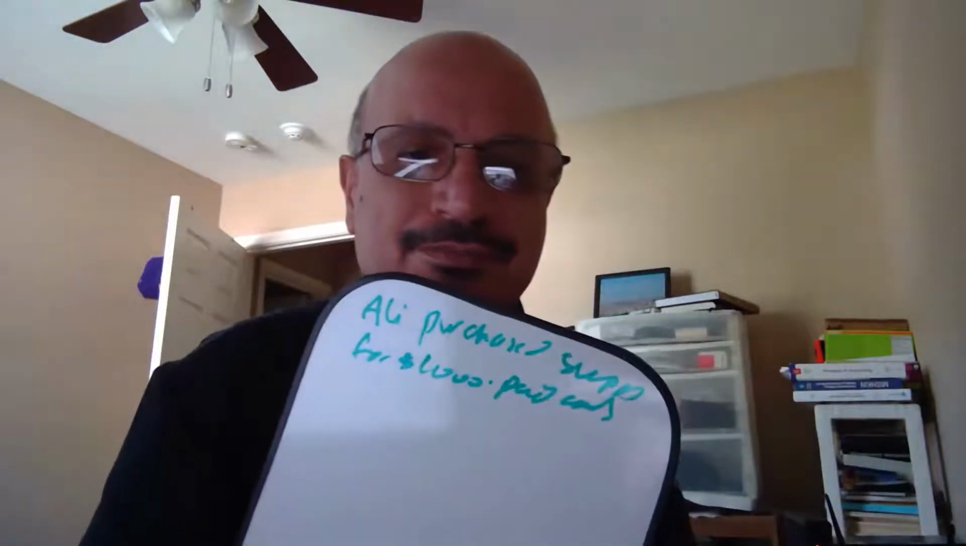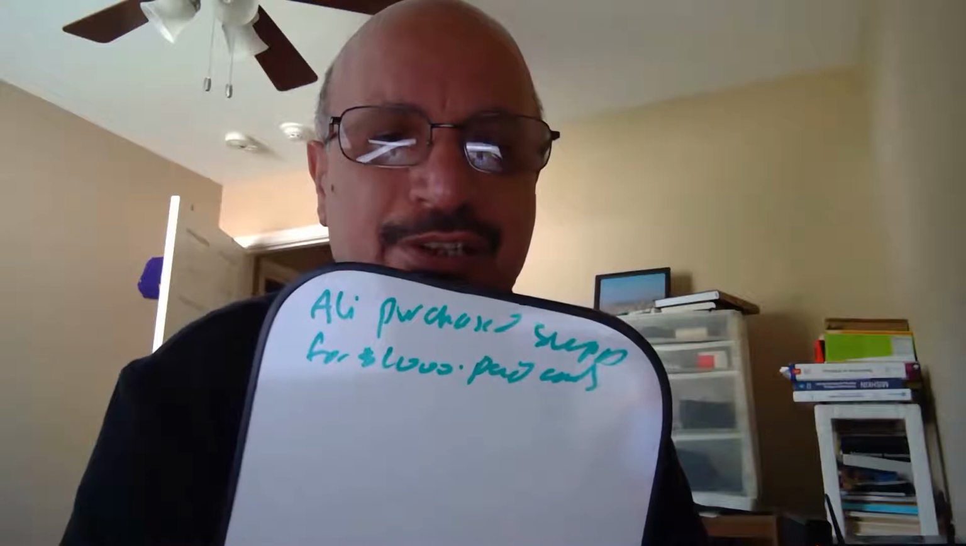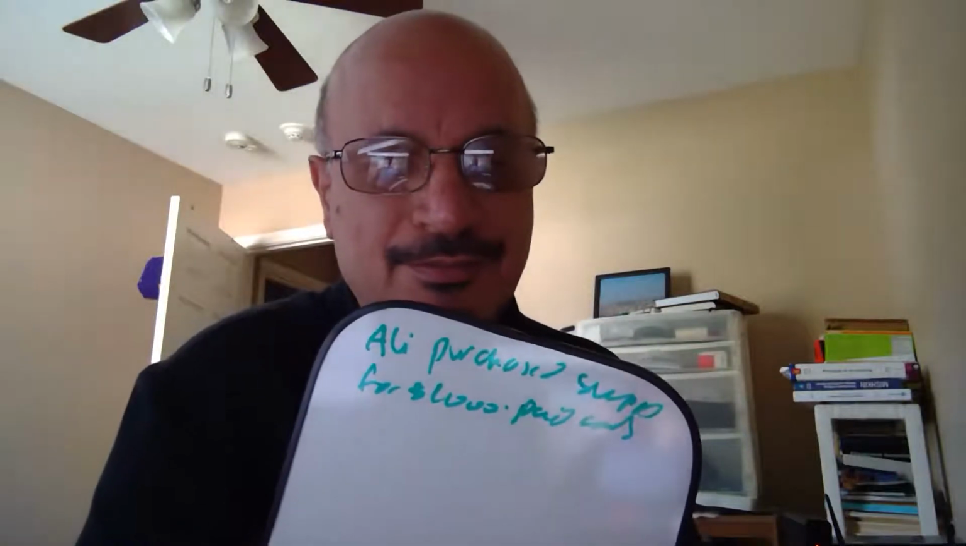Okay, I'm going to do it this way. Supplies. Let's say that Ali purchased supplies for $1,000. Cash paid. Okay, Ali purchased supplies for $1,000 and paid cash for it.